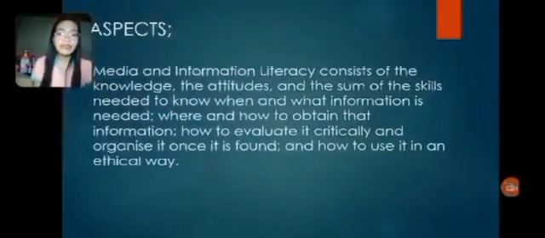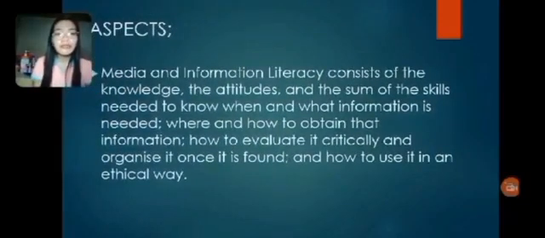And here are some of the aspects of media information literacy. First, media and information literacy consists of the knowledge, the attitudes, and the sum of the skills needed to know when and what information is needed, where and how to obtain that information, how to evaluate it critically and organize it once it is found, and how to use it in an ethical way.